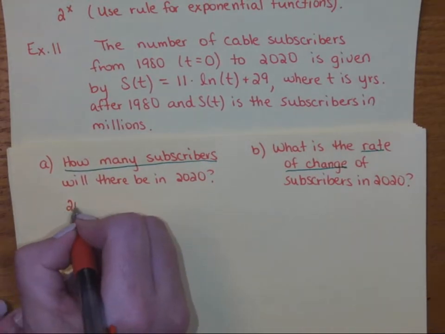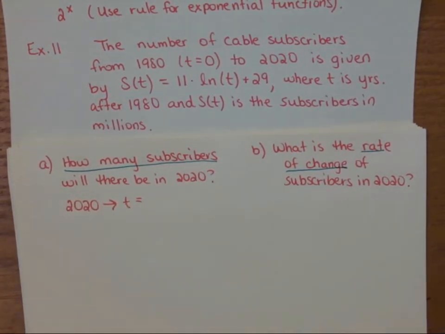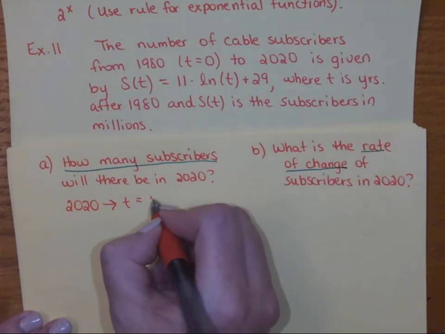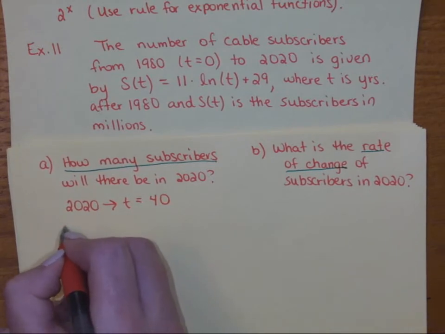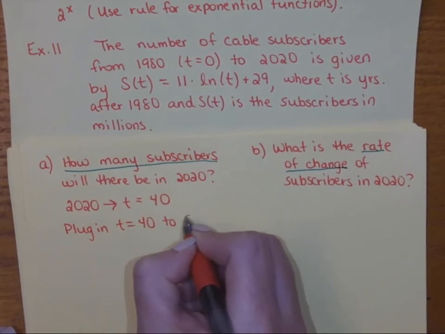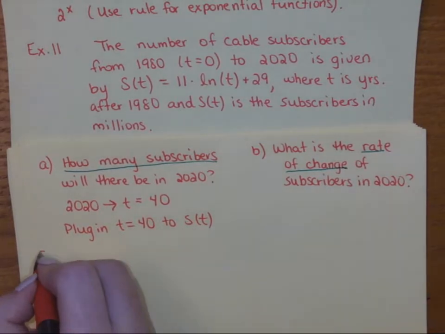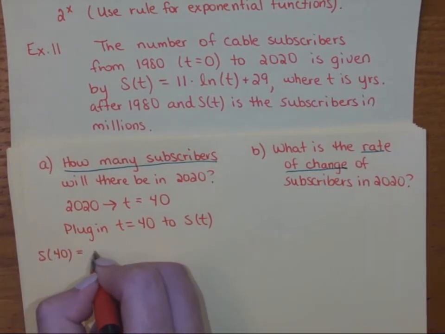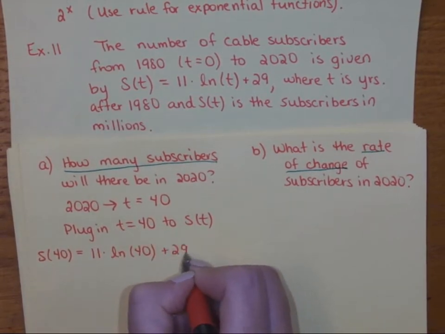So actually, you just need to identify what T is in 2020. Notice 1980 is time 0, right? So 40 years later would be 2020. So T is 40. So if you're just being asked to find how many subscribers, you're just going to plug in T equals 40 to S of T. In other words, it's actually not a business calculus question. It's really just an algebra question. So if I want S of 40, I'm just going to do 11 times the natural log of 40 plus 29.